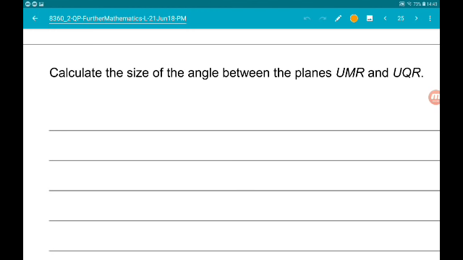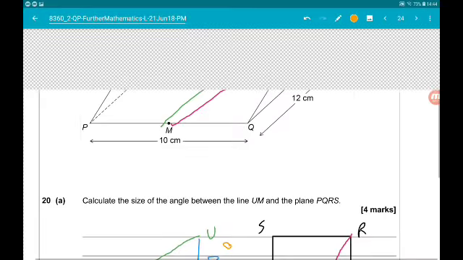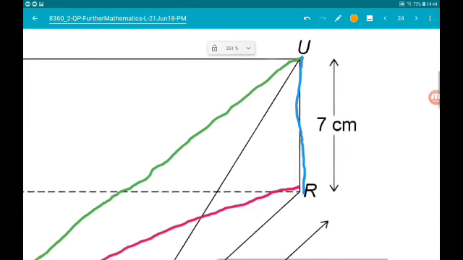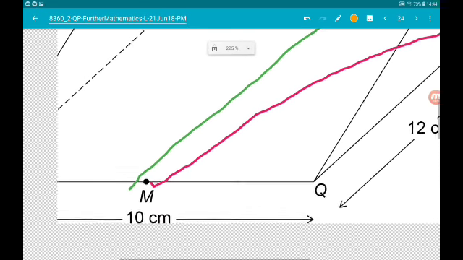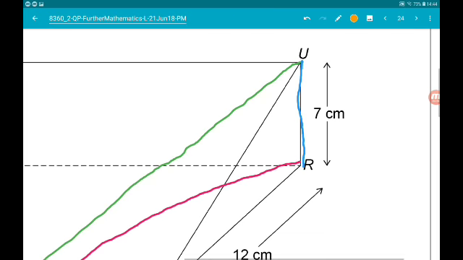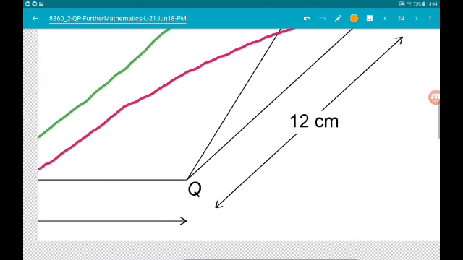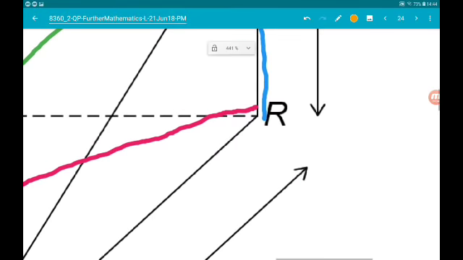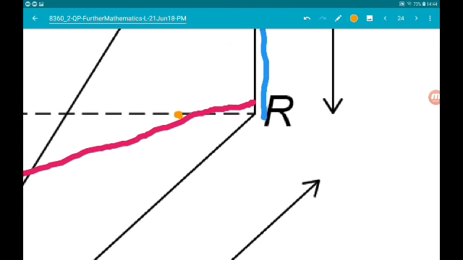Okay, then part B for 2 marks. It wants us to calculate the size of the angle between the planes UMR and UQR. Okay, so UMR is the triangle that we've just drawn in red, green and blue. UQR is the side of the prism. So what we want is the angle between the red line and the side of the prism.